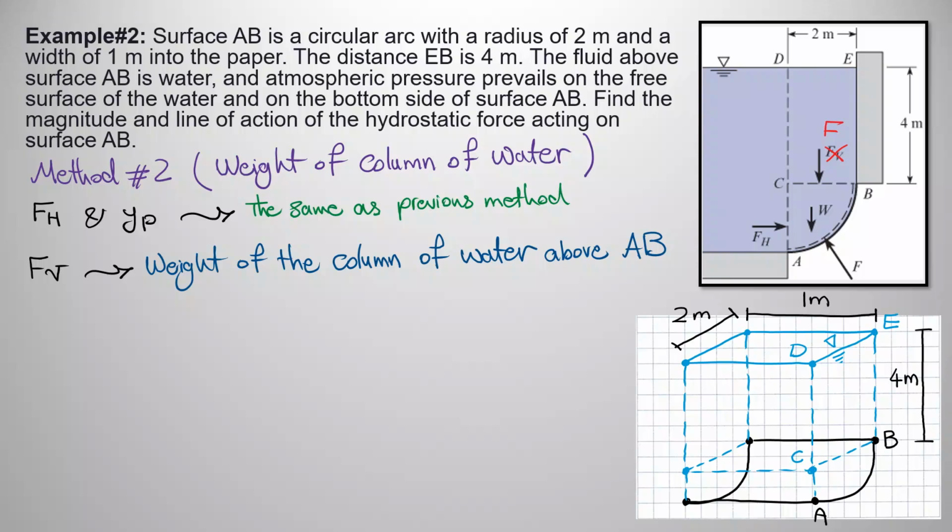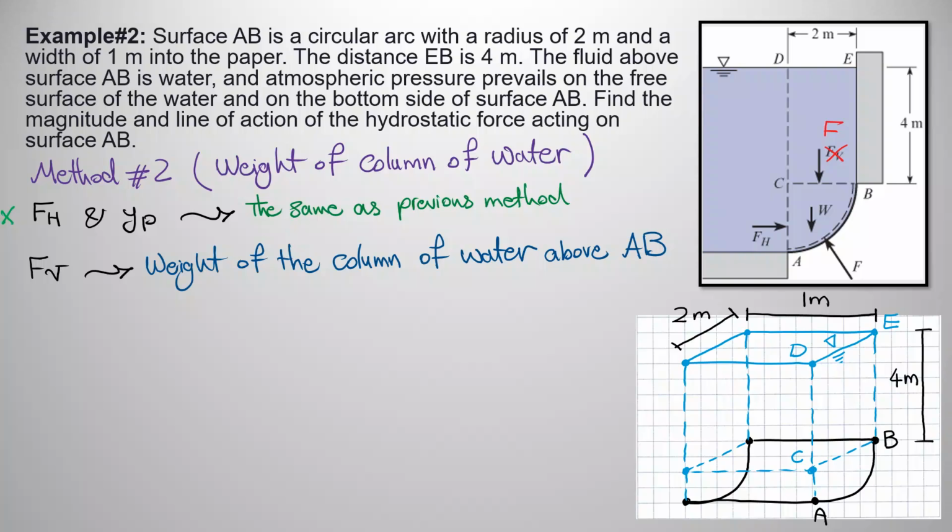So first of all, let me make it clear that FH, horizontal force, and YP are calculated exactly the same way that they were calculated in method 1. The difference in method 2 stems from vertical force. In order to calculate the vertical force, you only need to calculate the weight of the column of water above your curved surface. In our case it is AB, right?